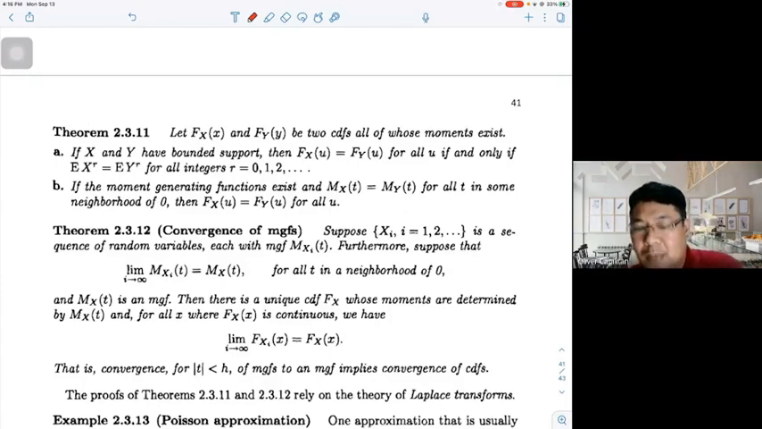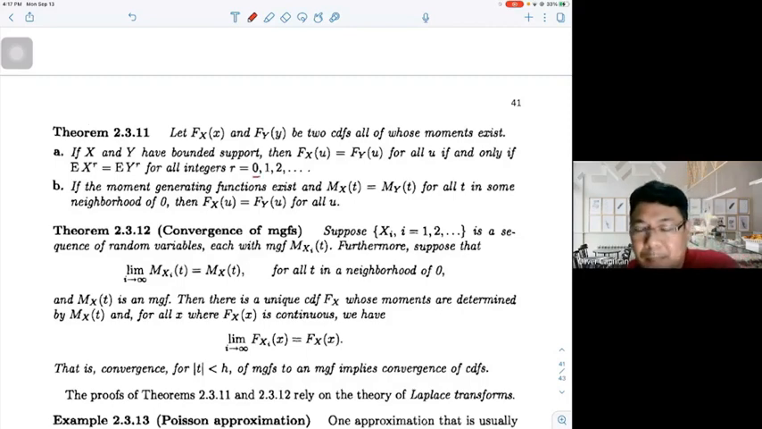We have the assumption that x and y have bounded support. It says here that the CDF of x evaluated at u is equal to the CDF of y evaluated at u for all u, if and only if the rth moment of x is equal to the rth moment of y for all integers. I'll say for all non-negative integers, kasi kasali na itong 0.